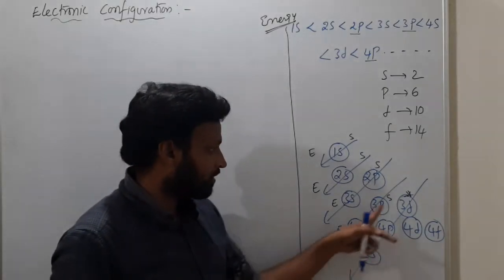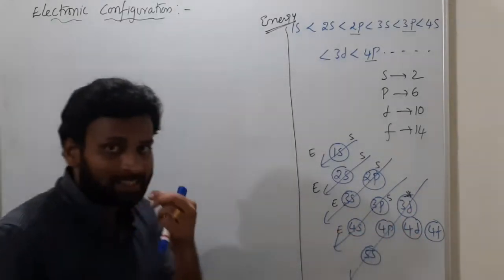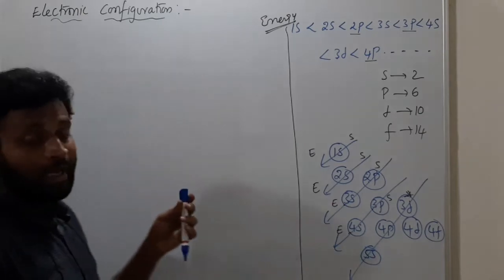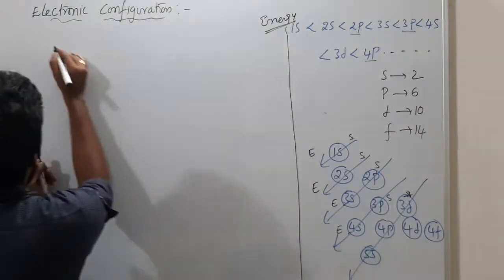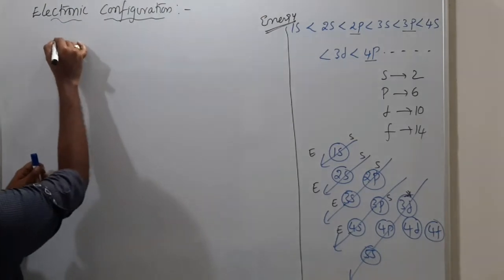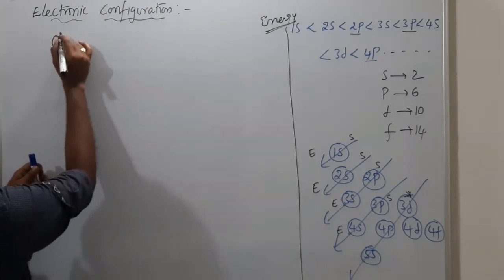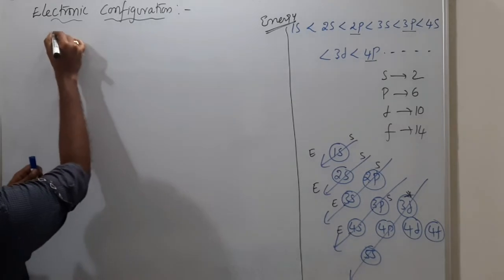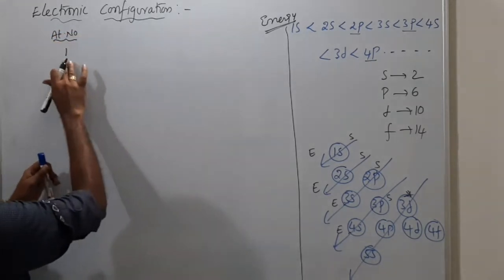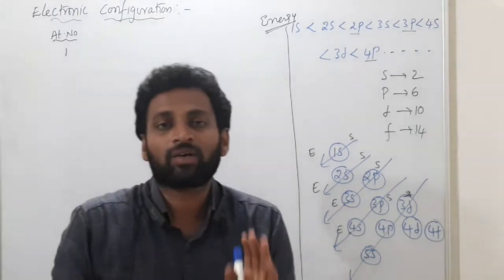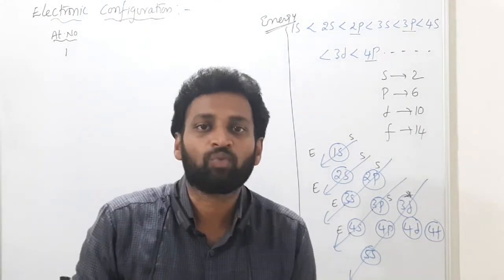So 4s after 3d, 3d after 4p. Let's see how to write electronic configurations. To write electronic configurations, you must know the elements. I will write one by one. Number 1, the serial number, is nothing but the atomic number. Atomic number is 1, then the number of electrons is 1.